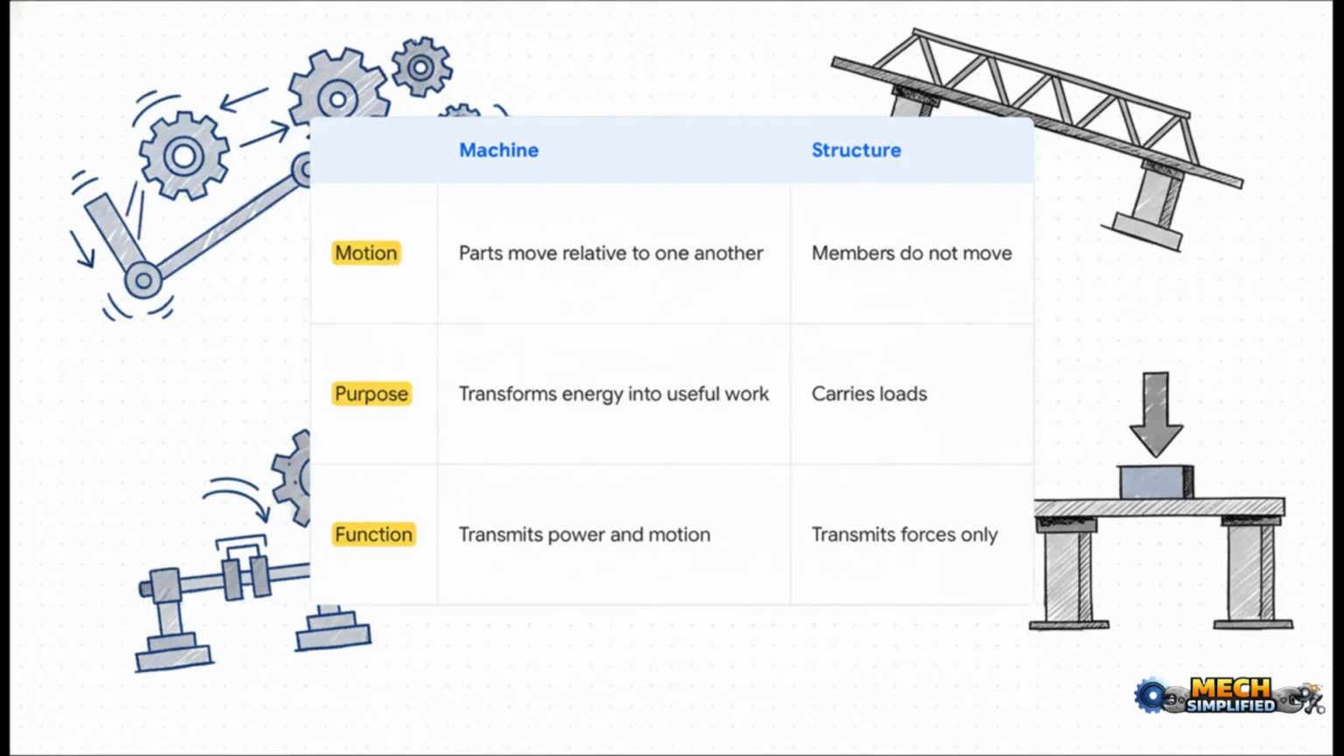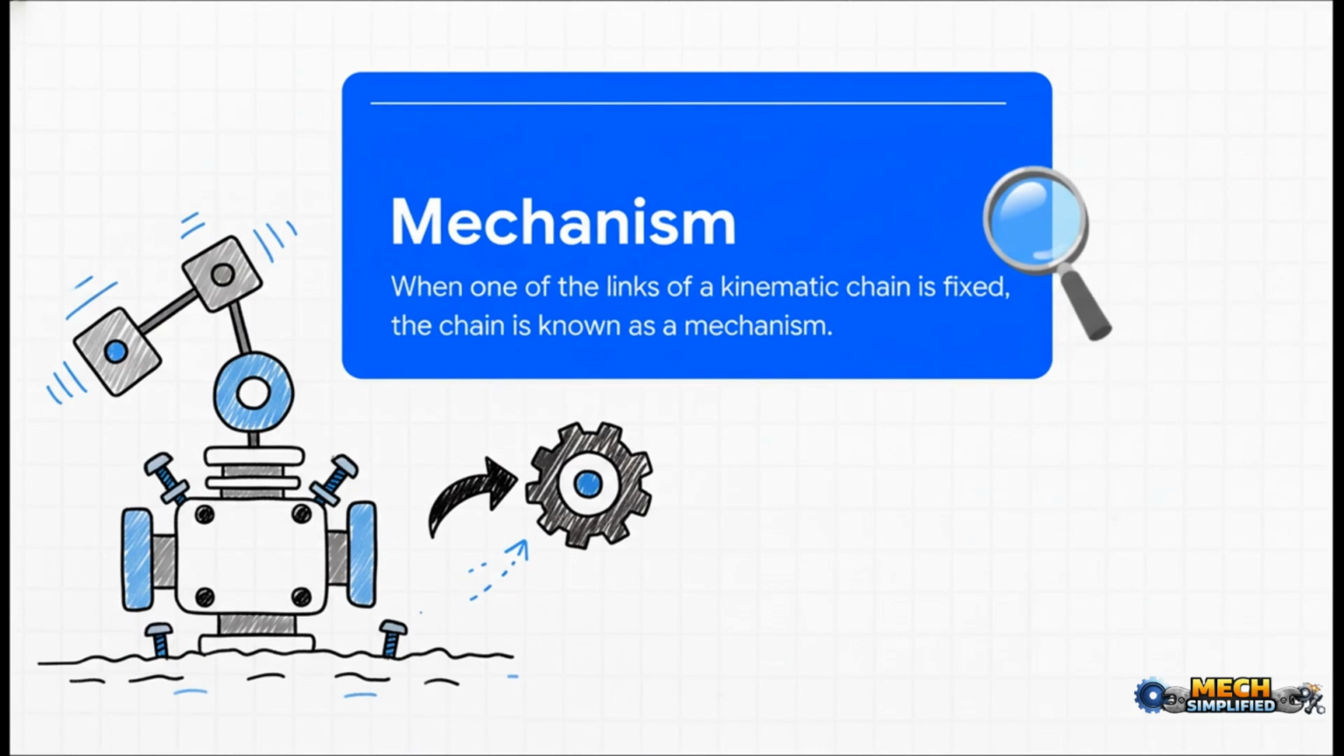Now, this brings up a really important difference we need to talk about, the difference between a machine and a structure. A machine, right, has parts that are meant to move relative to each other to get work done. But a structure, like a bridge or a building frame, is designed for the exact opposite. Its parts are not supposed to move. A machine is all about transmitting motion and power, while a structure is just there to transmit forces and stay put.